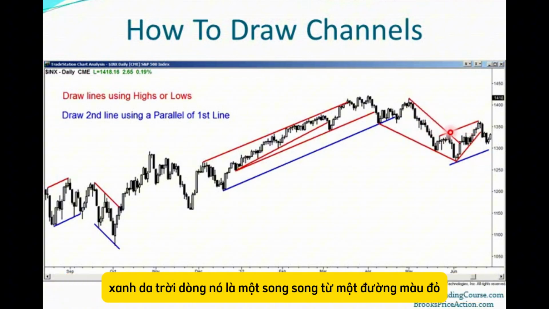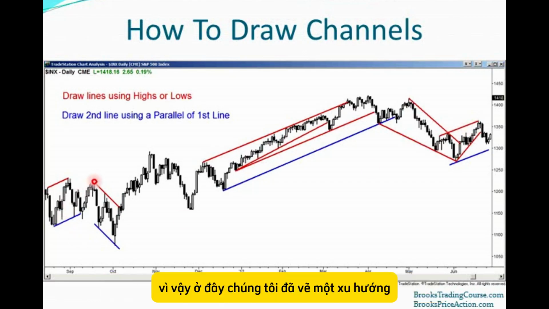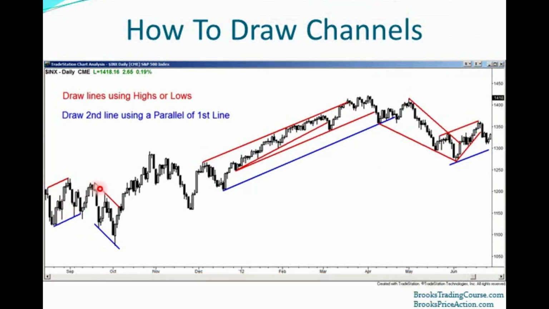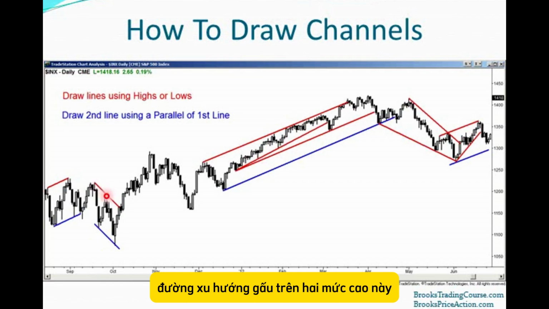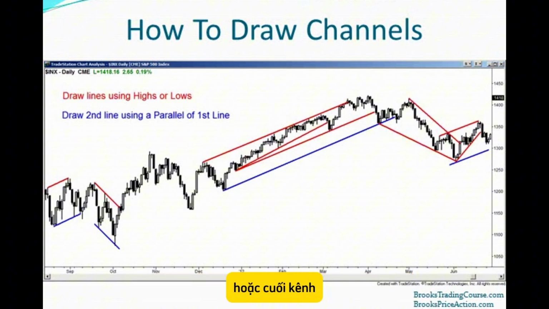Red lines again are just drawn based on highs and lows. Blue line, it's a parallel from a red line. So here we drew a bear trend line across these two highs, created a parallel and dragged it down below, and you can see the market poked a little bit below it and reversed up. So you're looking for reversals on failed attempts to break out of the top or the bottom of the channel.